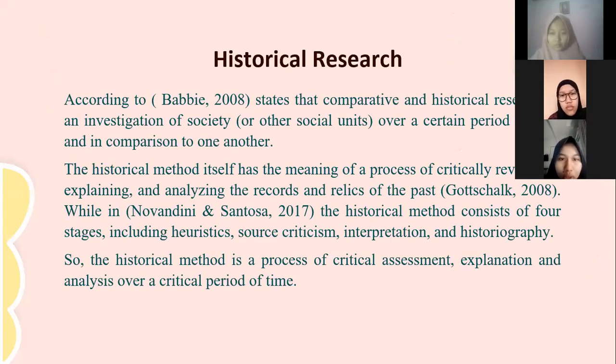Historical research, according to Babbie 2008, states that comparative and historical research is an investigation of societies or other social units over a certain period of time and in comparison to one another. The historical method itself means the process of critically reviewing, explaining, and analyzing the records and relics of the past. According to Novandi 2070, the historical method consists of 4 stages, including heuristic, source criticism, interpretation, and historiography. The historical method is a process of critical assessment, explanation, and analysis over a period of time.